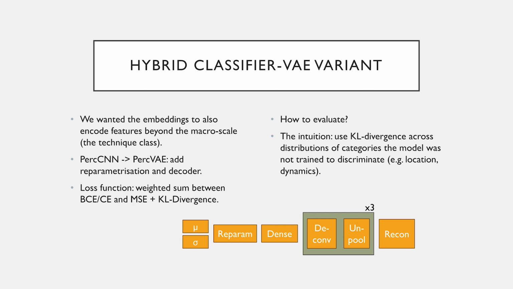Our CNN was extended with a reparameterization layer and a decoder, making it a VAE. The loss function was extended accordingly. This was evaluated qualitatively with the KL-Divergence between distributions of categories that the model was not trained to discriminate, for example, all hit intensities within all finger hits.